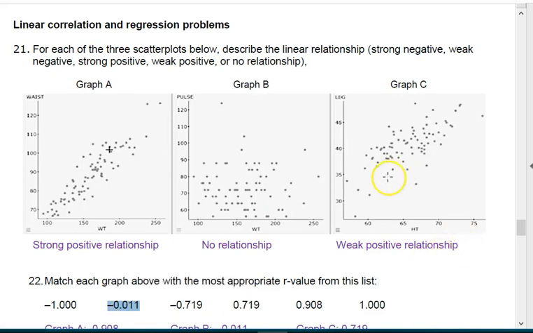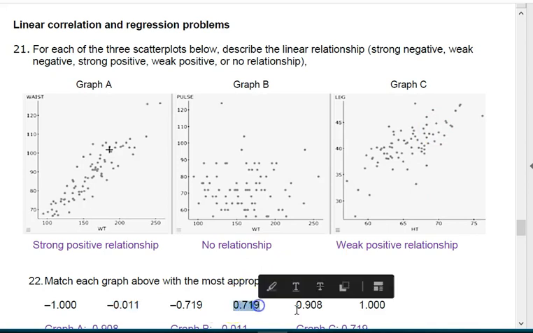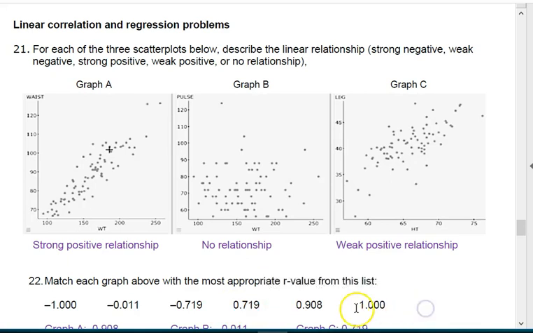For graph C, this is still a positive relationship. It's not going to be as close to 1 for the R value as graph A was. So the one that would be the most appropriate for that one would be the 0.719. Notice that we don't get a value of 1 or negative 1 unless we have an exactly straight line pattern. It has to actually have all the data points in a straight line to have an R value of exactly negative 1 or positive 1.